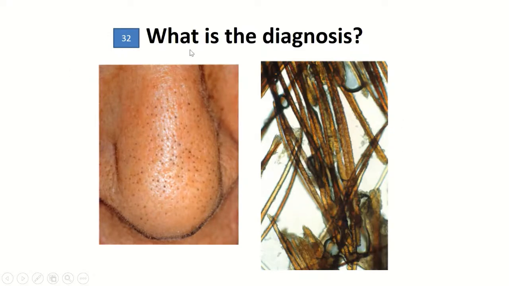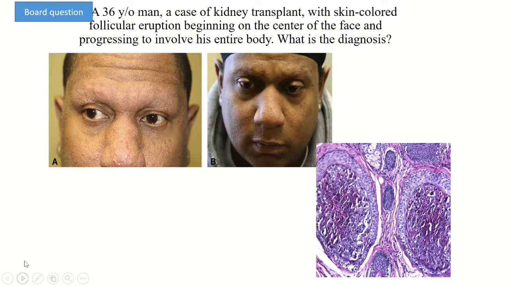Question 32. What is the diagnosis? So the diagnosis here is simply trichostasis spinulosa, a follicular disorder characterized by retention of multiple vellus hairs in a hyperkeratotic dilated hair follicle. This condition is commonly asymptomatic. In the next slide, a board question is present.